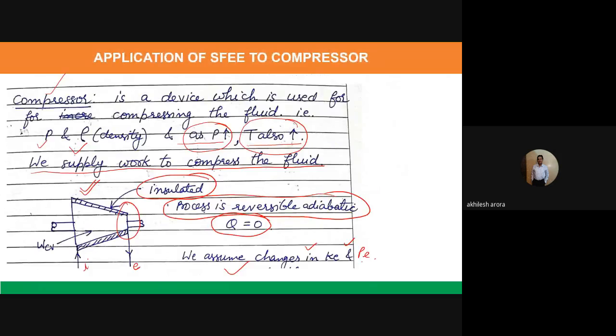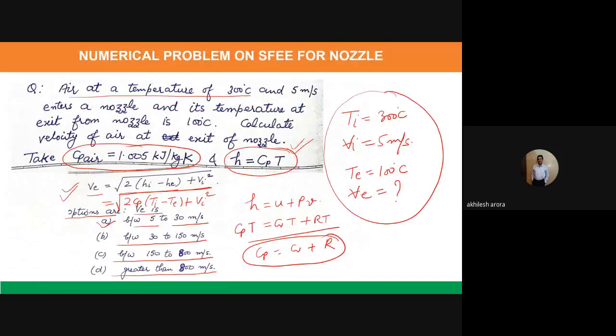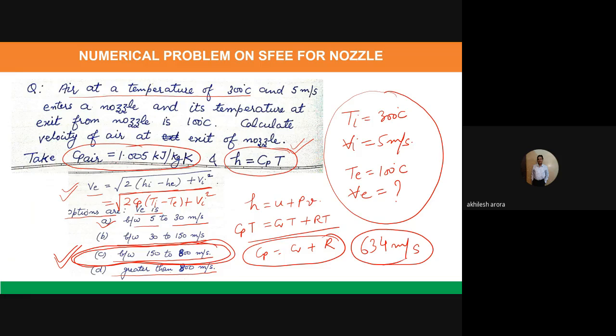So let us go back to the question of the nozzle. The correct answer in this particular case is this one, answer C. It is 150 to 800. Just try to check why this is the correct answer. If you are unable to get it, then I will explain it in the next class. You remind me in the next class that I have to tell you about this question. Otherwise, you can discuss this in your WhatsApp group and understand why this value comes out between 150 and 800. Actually, its value comes somewhere around 634 meters per second, if I am correct. So this is the correct answer.